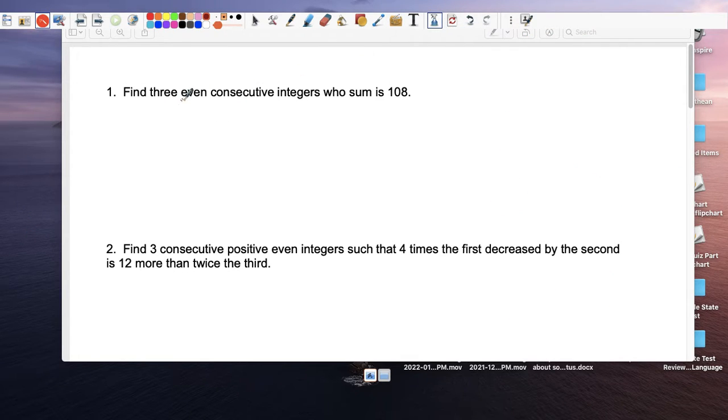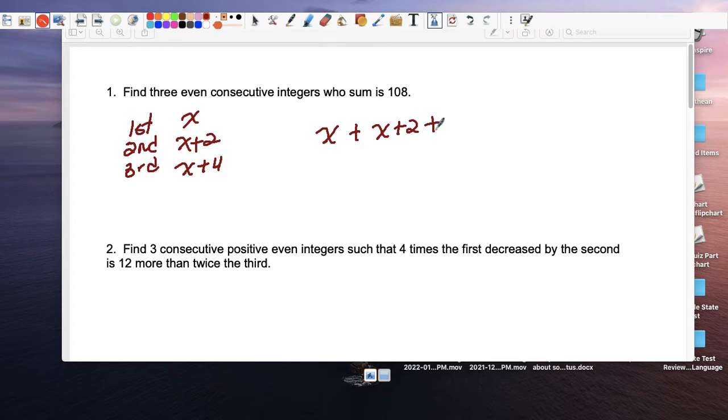So it says here, find three consecutive integers. So there's first, second, and third, right? If I call my first even integer x, the second one's going to be called x plus 2. The third one we call x plus 4. And it says if I add them up, the sum is going to be 108. So x plus the second one, x plus 2, plus the third one, x plus 4. These three even integers, if I add them all up together, give me 108. That's what your equation is going to look like.